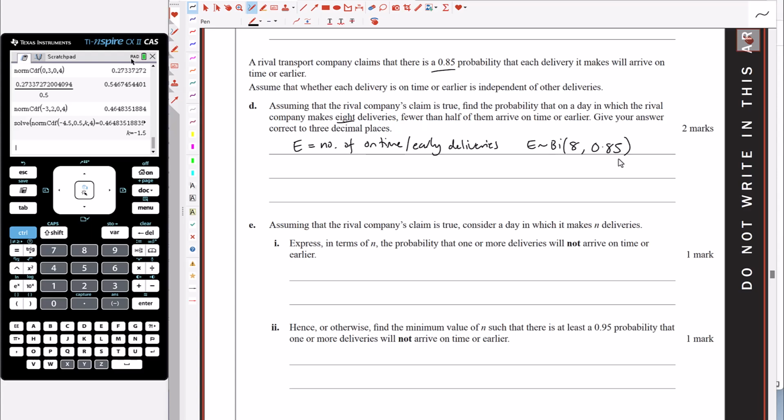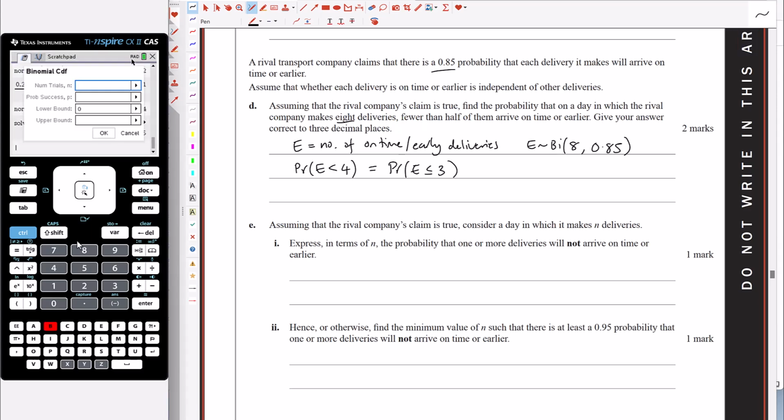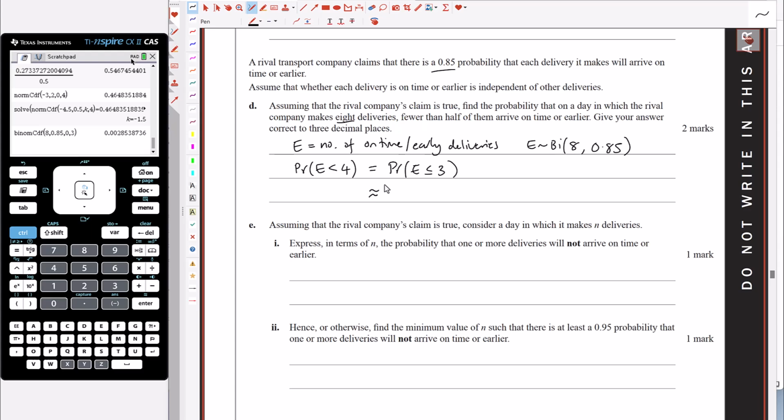Okay, so we want a probability that fewer than half arrive on time or earlier. So that is the probability that the number of on-time or earlier deliveries is fewer than half of 8, so fewer than 4. Now, being careful about binomial, fewer than 4 means less than or equal to 3. So menu 55B for our binomial CDF. Number of trials is 8, probability of success is 0.85, our lower bound is 0, and our upper bound is 3, not 4. And that's going to be, 3 decimal places, 0.003.